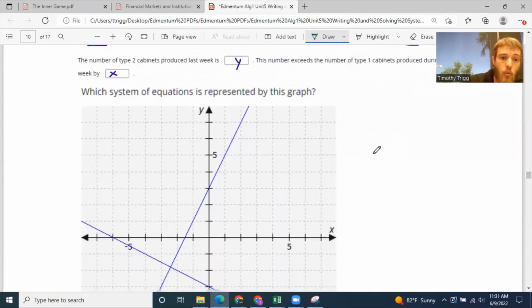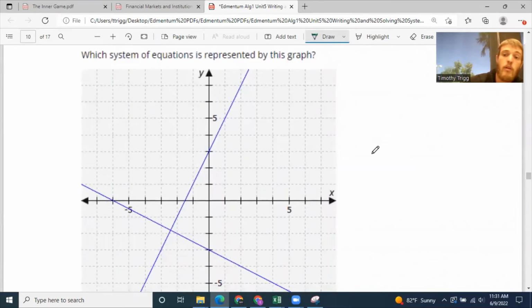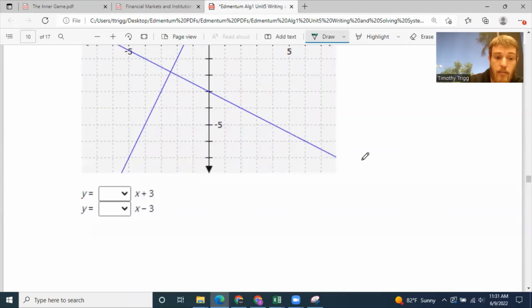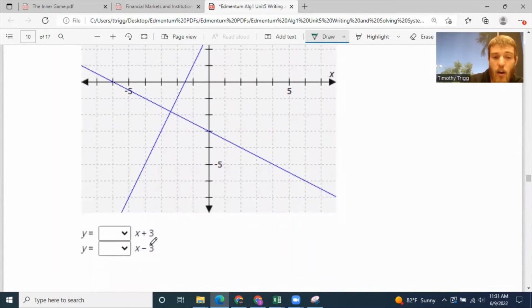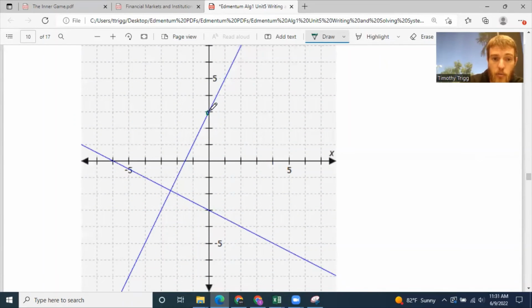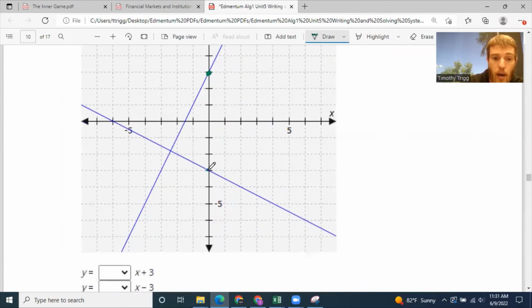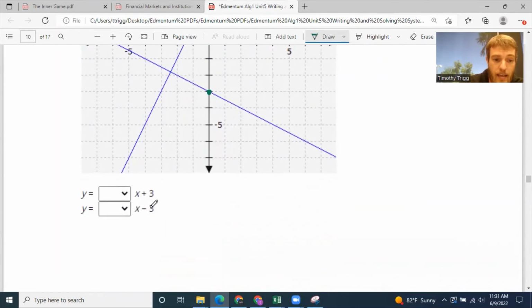Next question. Which system of equations is represented by the graph? So here we just need to find the equation for each of these. And here they already gave you the y-intercepts. This one has a y-intercept of 3. This one has a y-intercept of -3. So we can see that here: a y-intercept of 3, and this one has a y-intercept of -3.